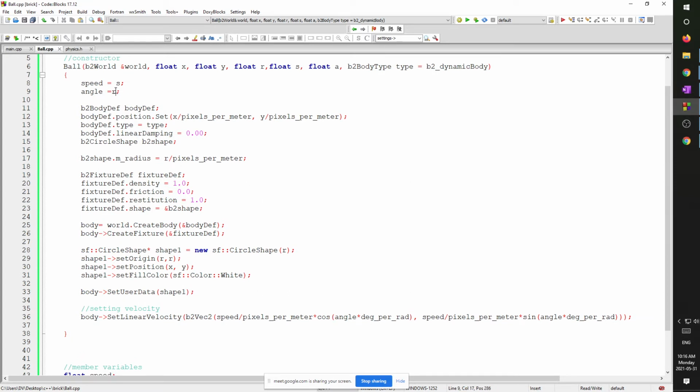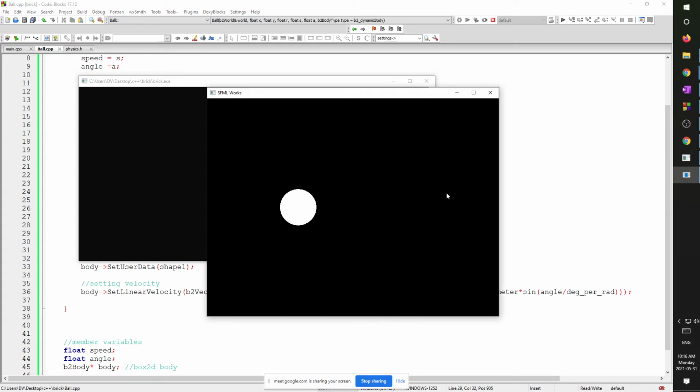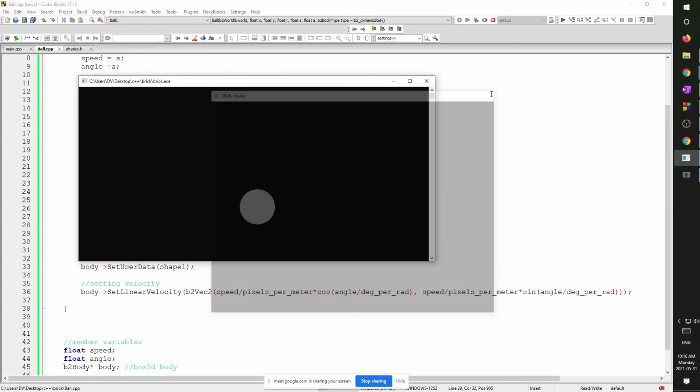Oh, I see what I did here. I did a derp. You see this? I set the angle to the radius back, and it should be A. I think these should still be divides. Okay, that was the mistake. Now we pray. Run it. That looks like 180 to me. Good.